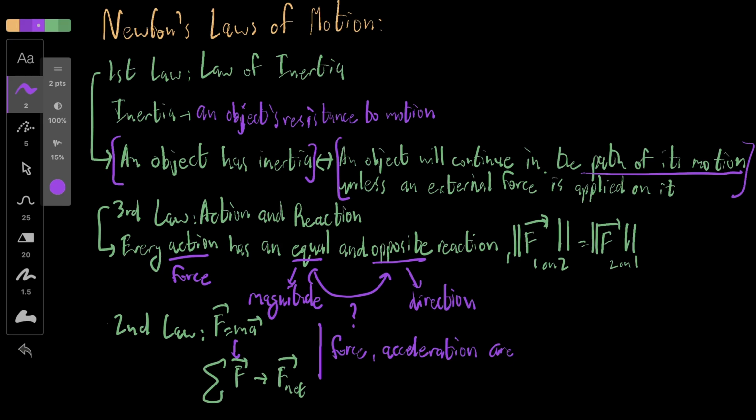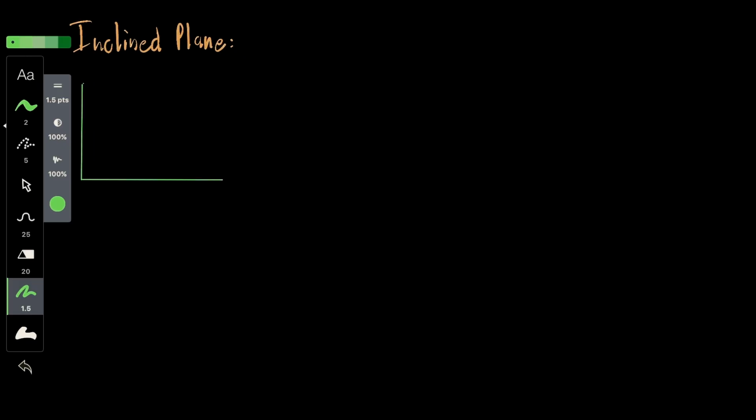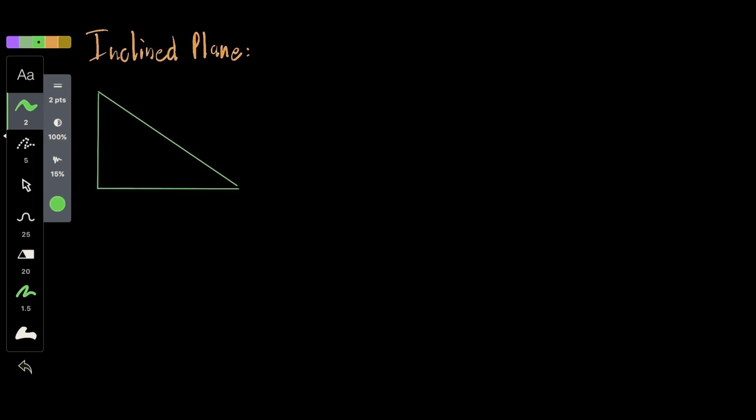So everything starts to come together. An inclined plane is pretty simple when you look at it. It's basically one line here and one line here, and that makes a triangle. Now this triangle has an angle of theta degrees with the horizontal. So what does this actually do?